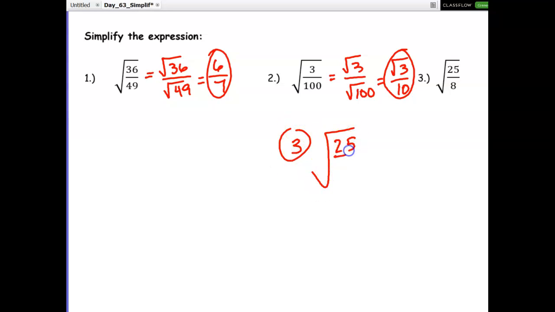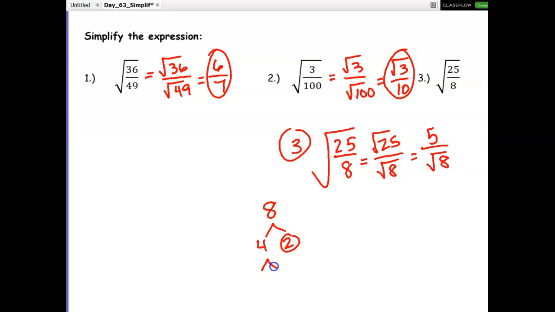Okay, again, I kind of ran out of space, so number 3, let's do it here. We've got 25/8, so we're going to take the square root of 25 over the square root of 8, and we have 5 over radical 8. Well, right now, radical 8 is not in simplest radical form, so let's put it in simplest radical form. We've got maybe 4 and 2, and 2 and 2. So notice 4 is the largest perfect square factor, so we can write that as 5 over 2 radical 2.